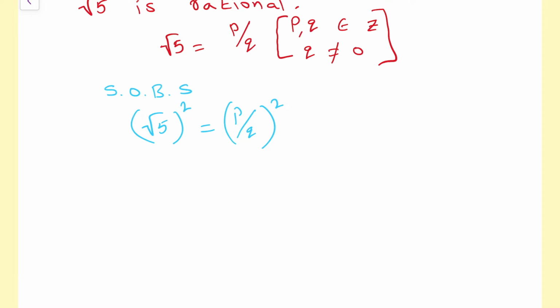So here the square root and square will get cancelled, and we remain with 5 equals p by q whole squared. On the left side as usual 5 equals, and now this square is applicable to the numerator as well as the denominator, right?